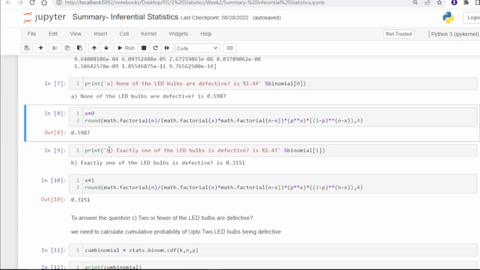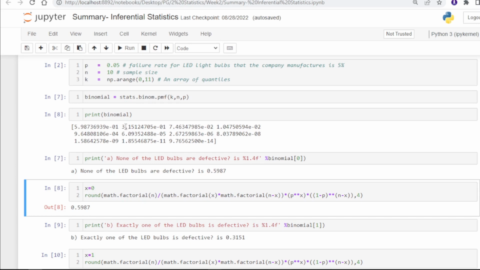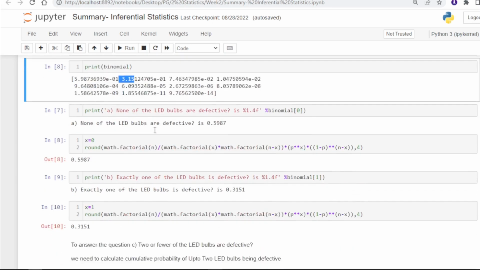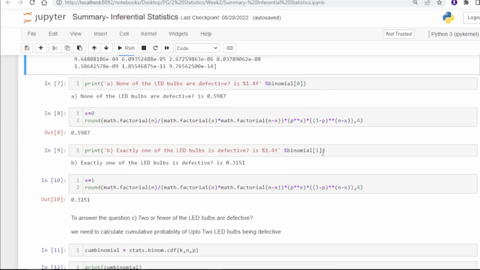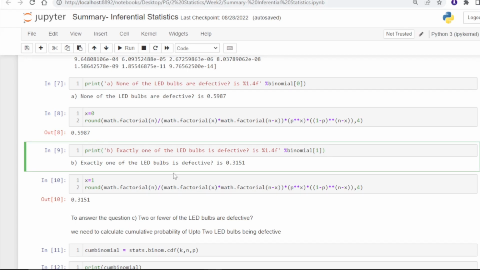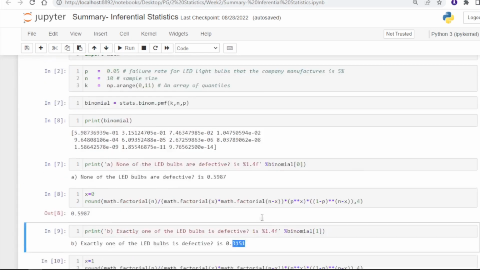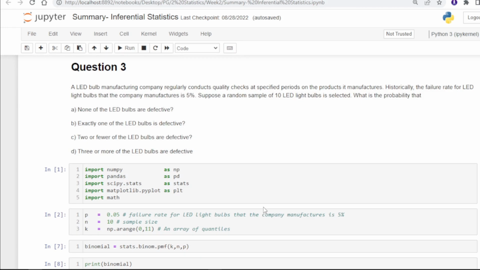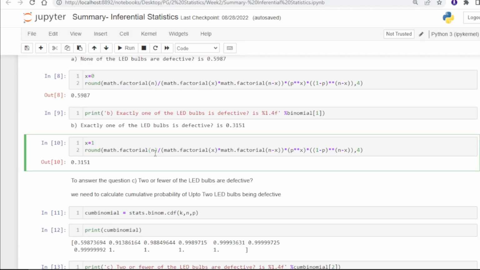So the next question was that exactly one of the LED bulbs is defective. Again, exactly one means we will get the first element, right? So if we get the binomial of 1, we will get that value, which is nothing but exactly one of the LED bulbs being defective, and the probability is 0.31, right? And we can also calculate using the same formula. You can try in your notebook, or you can understand it from here as well.